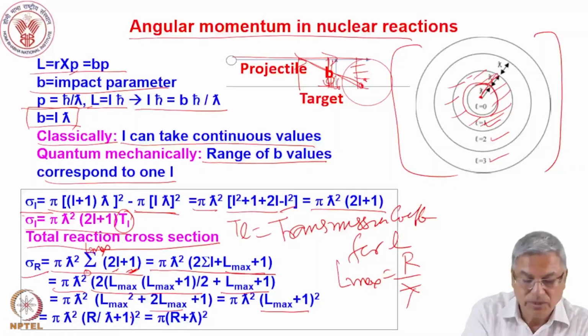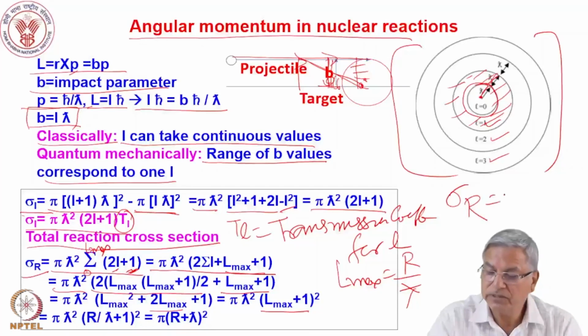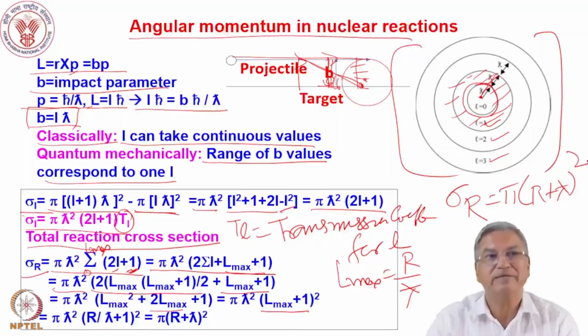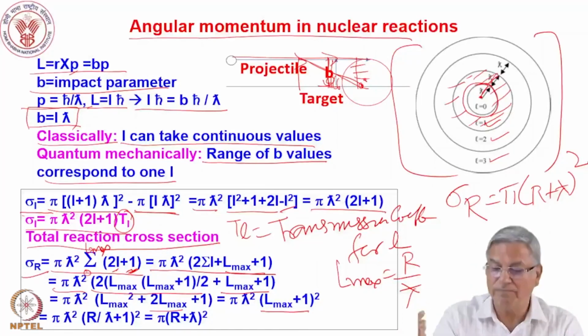So it will become π λ-bar square (R/λ-bar plus 1) whole square, that is (R plus λ-bar) upon λ-bar. λ-bar will cancel with this one. You will have π (R plus λ-bar) square. So σ_R essentially is π (R plus λ-bar) square, by summing over the σ_L values from 0 to L max.